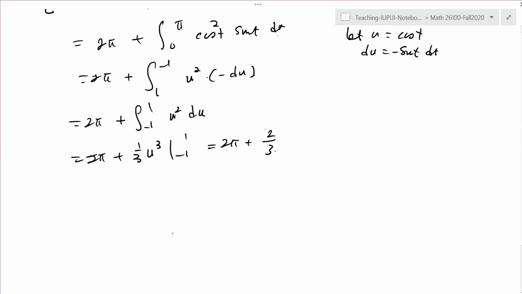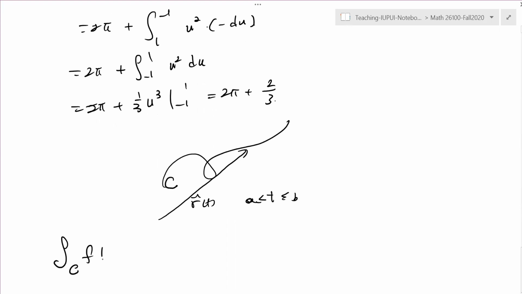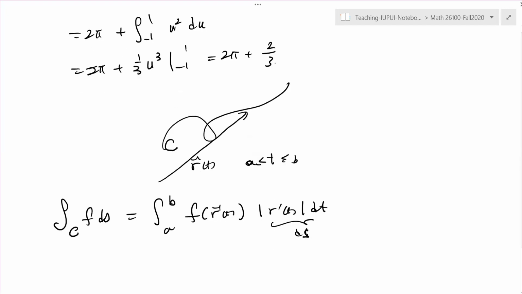So let me repeat again. If you have a curve, if you can use a vector equation to describe the curve, t from A to B, and that's called curve C, then the integral of this is just the integral from A to B of f, the value of the function around this curve, times this, which is my ds. It doesn't matter in which dimension space.